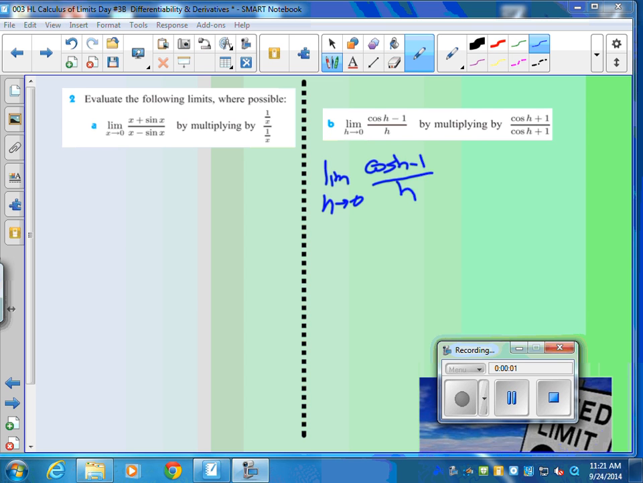Hello, this is the world talking to you about the limit of cosine h minus 1 all over h. And we want to see if we can figure out how this can turn into something helpful. So we're going to multiply by 1 in the form of cosine h plus 1 over cosine h plus 1.